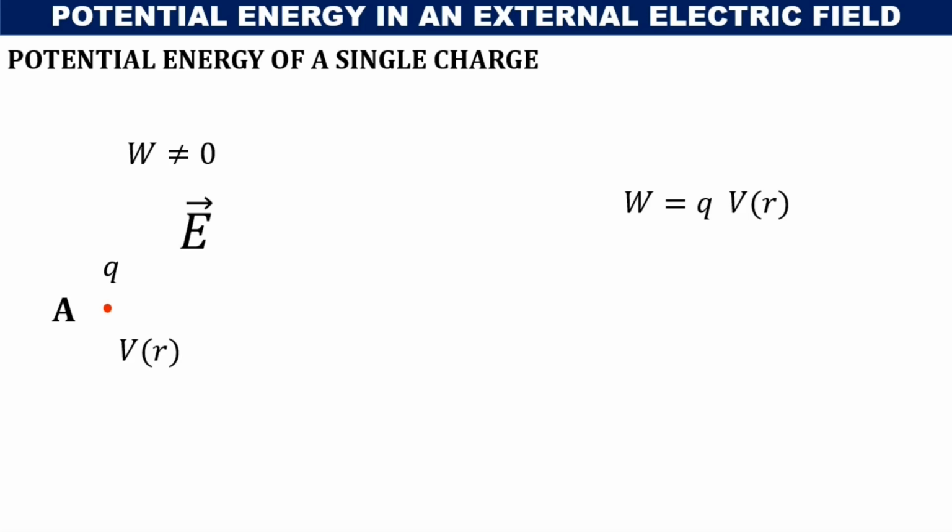The potential at point A due to the external field E, we write as V of R. Hence the work done will be equal to Q into V of R. This will be stored in the form of potential energy. Hence the expression for the potential energy of a single charge in the presence of the external electric field is represented as Q into V of R.